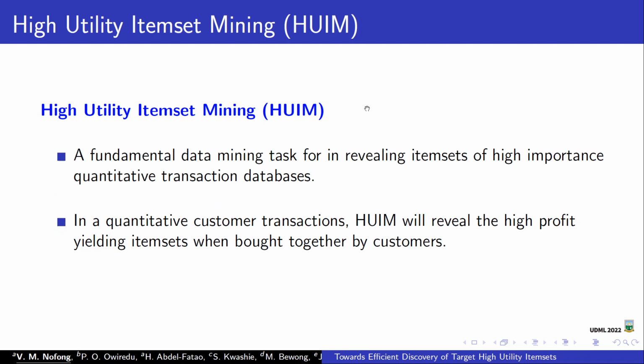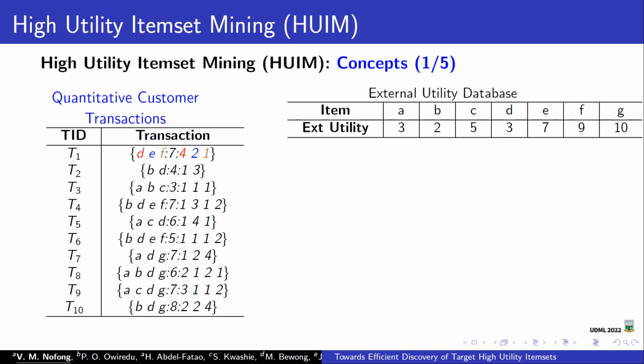I understand that most of us are already familiar with the concept of high utility itemsets, or utility-driven data mining. High utility itemset mining is just a task used to reveal items that are of high importance when we are looking at quantitative databases. So if we go to quantitative customer transactions, for example, high utility itemset mining will reveal items which, when bought together by customers, yield the highest profit. Just a brief overview of some concepts in high utility itemset mining.